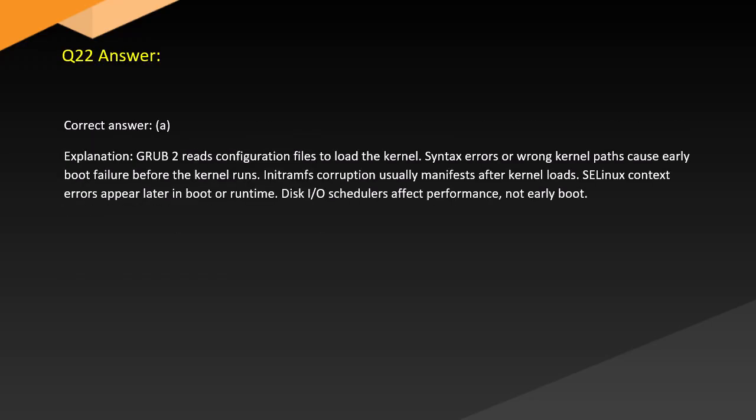Answer. Correct answer, A. Explanation. grub2 reads configuration files to load the kernel. Syntax errors or wrong kernel paths cause early boot failure before the kernel runs. Initramfs corruption usually manifests after the kernel loads. SELinux context errors appear later in boot or runtime. Disk I/O schedulers affect performance, not early boot.